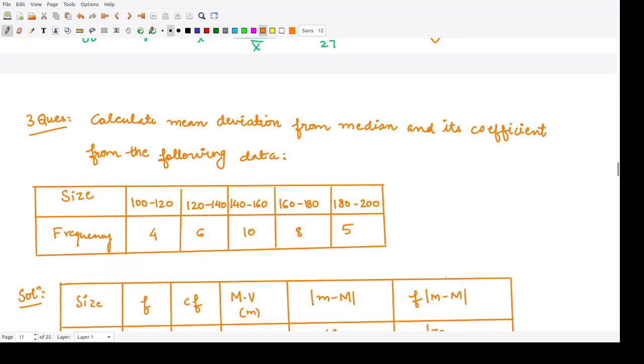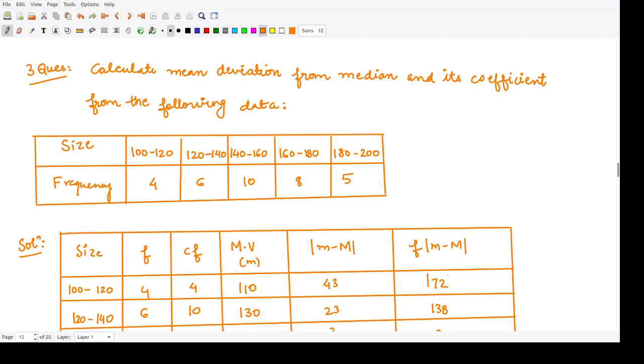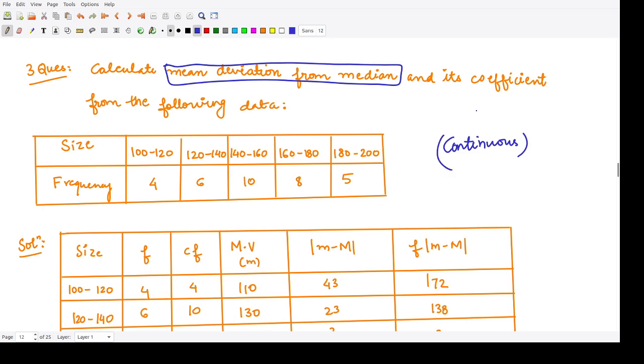So next I have one more example. The question says calculate the mean deviation from mean of this continuous kind of series. So this is the continuous data, and we also are to calculate the coefficient of mean deviation from median from the following data. Now this is a continuous kind of series, so we do not have to worry at all.